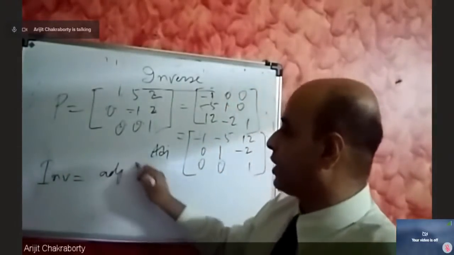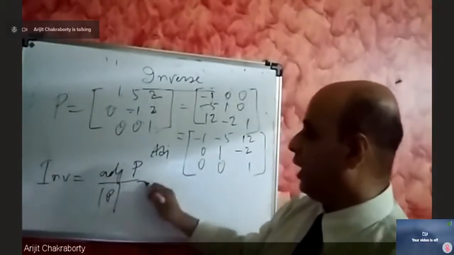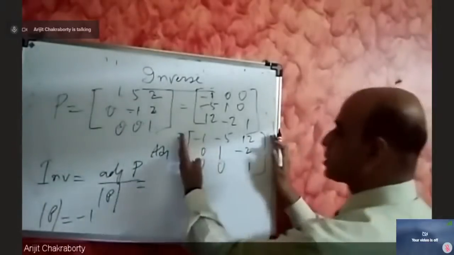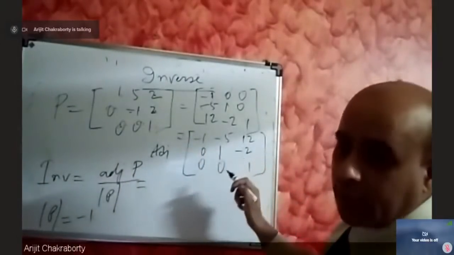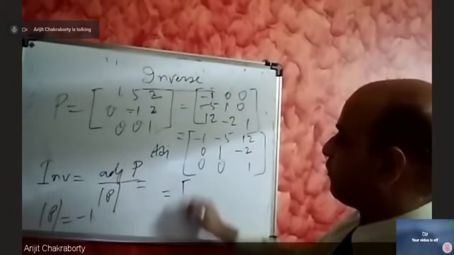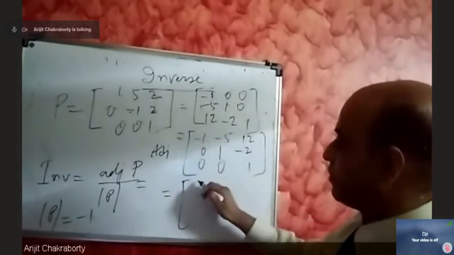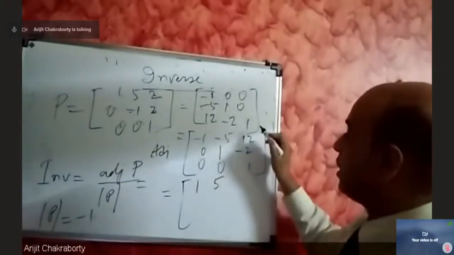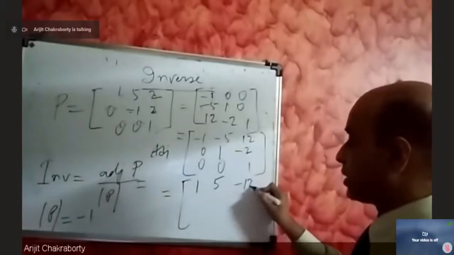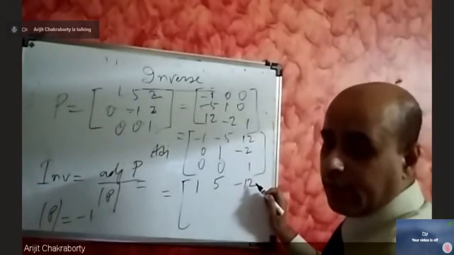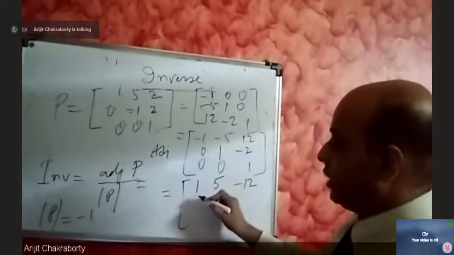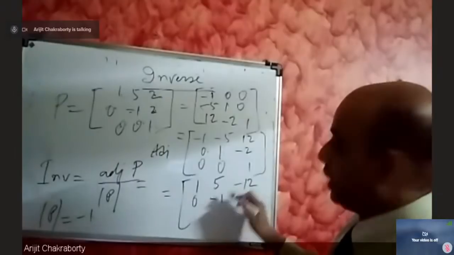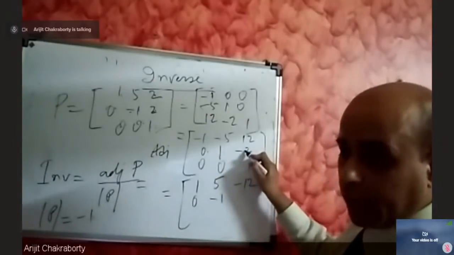We know that the inverse matrix is equal to adjoint matrix P by determinant P, and we had already achieved the determinant P as minus 1. So this divided by minus 1, that means the inverse will be minus 1 divided by minus 1 gives you 1. Minus 5 divided by minus 1 gives you 5. 12 divided by minus 1 gives you minus 12. Right? And then you have 0 by minus 1 is 0. 1 by minus 1 is minus 1. Minus 2 by minus 1 is 2.